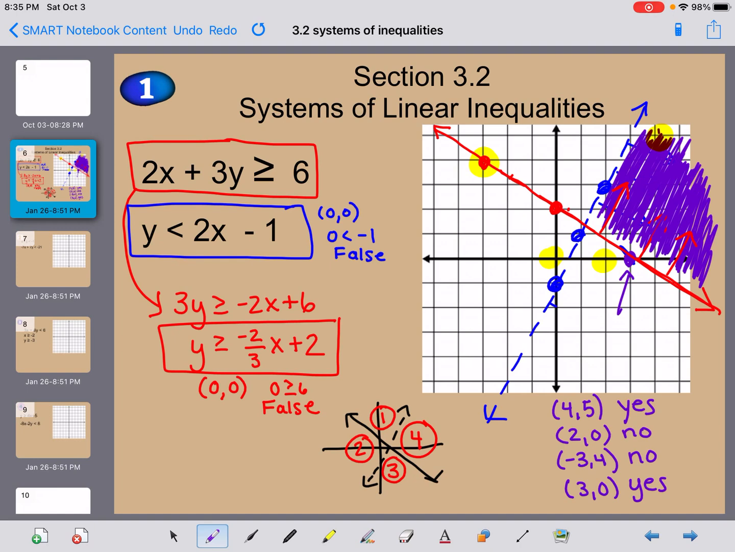So a point like 2, 3 is this point right here. 2, 3 borders the shaded region, but it is not true for the blue inequality because it's on the broken line. So points that are on a broken line, automatically you have to say no, regardless of where it is. When you talk about a solid line, you have to be careful. A solid point down here, like 3, 0, would be a yes, but this point up here is a no. So watch out for those tricky questions.